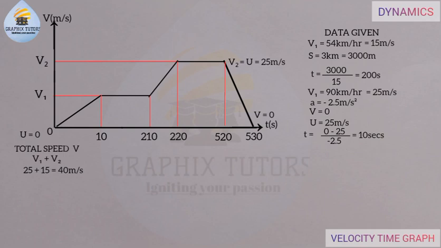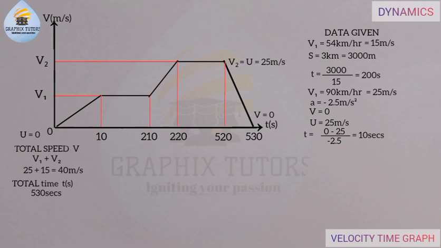If I say the maximum velocity, the maximum speed, it is 25. The minimum speed is 15. So the total speed is the maximum speed plus the minimum speed, and that will give us 40 meters per second, right? And we're now asked the total time. So the total time is 530 seconds, which is what we have here. Is that okay? Now we move forward.